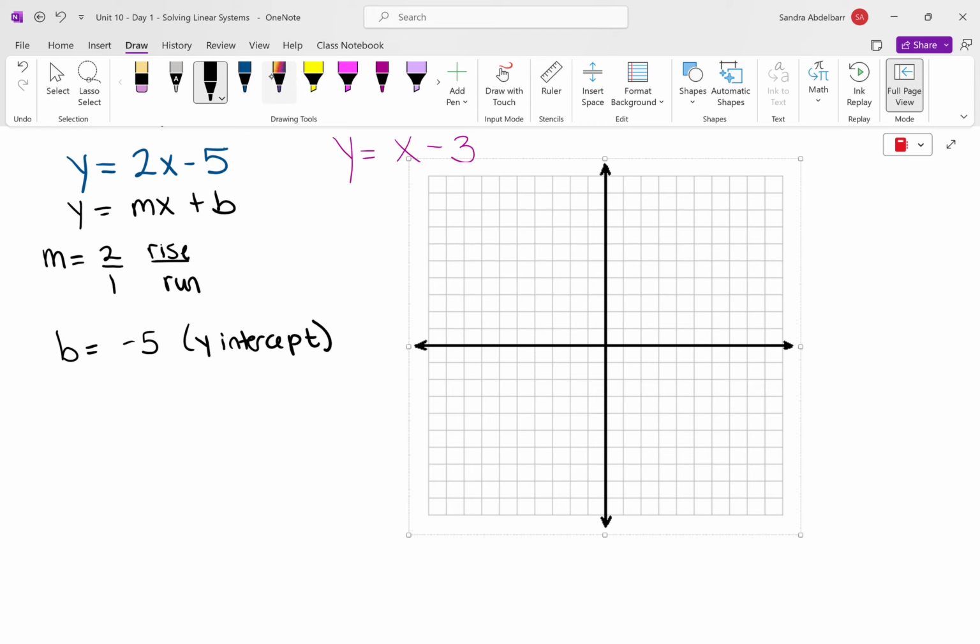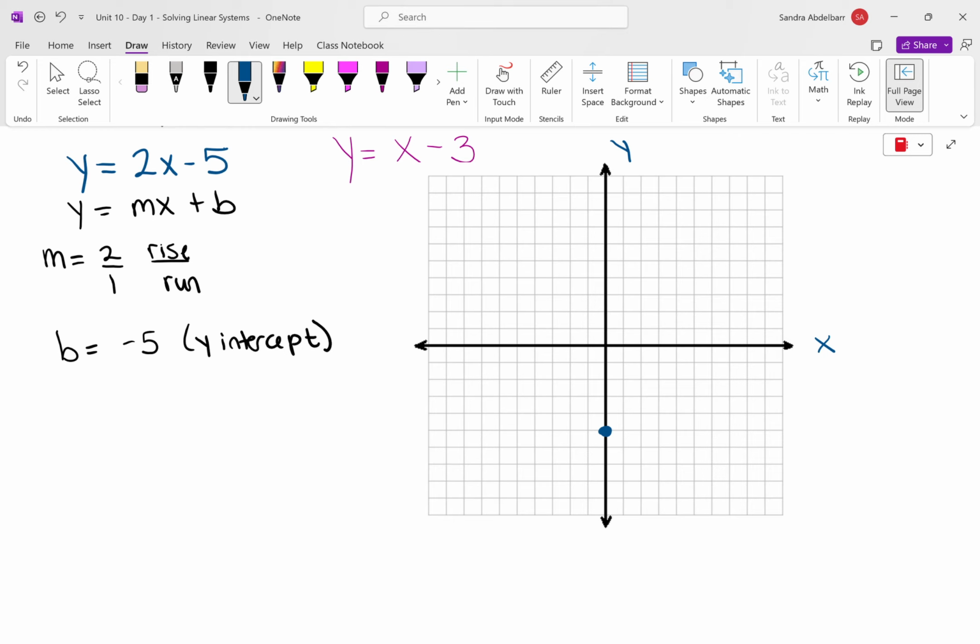Okay, so here we have our y-intercept of negative 5. Remember, our horizontal axis is our x-axis, our vertical axis is our y-axis. I'm going to go down to negative 5 on my y-axis, and that is my starting point of this line.